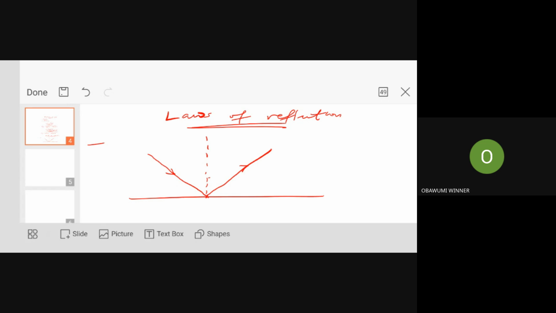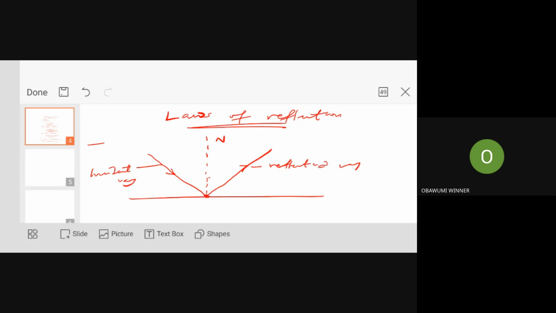And according to the law, this incident ray, let me label it incident ray, and then this one, which is the reflected ray, at the point of incidence, which is this point here, all lie on the same plane. You can see that. So this line I drew here is called my normal. And take note, the normal is not a ray, the normal is just a line. And that is why I chose to use a dotted line to depict my normal.